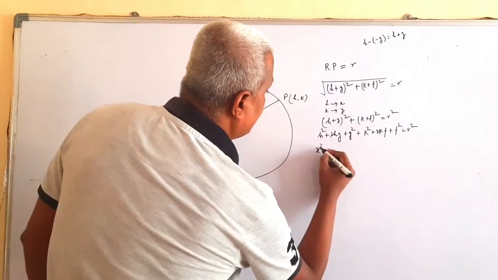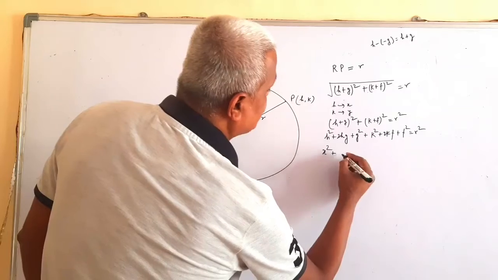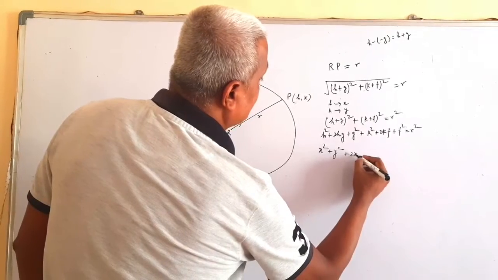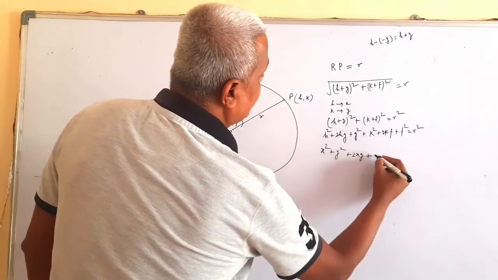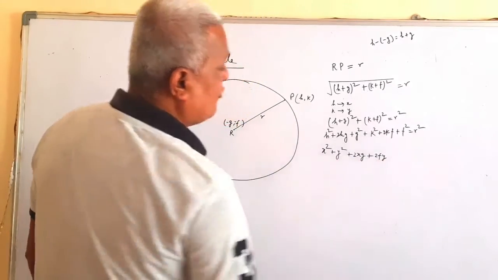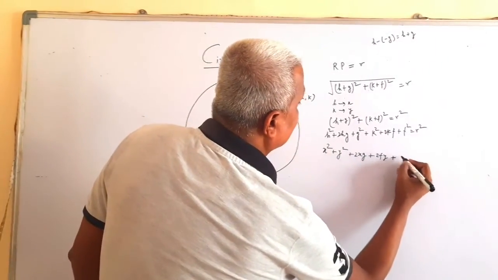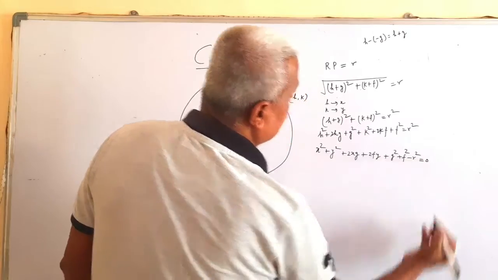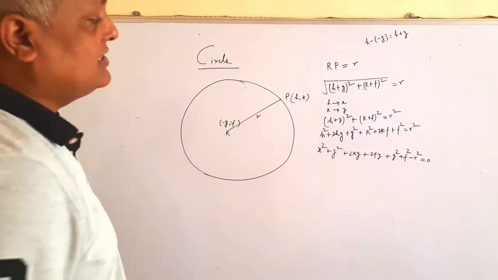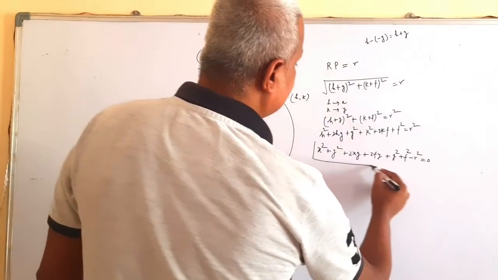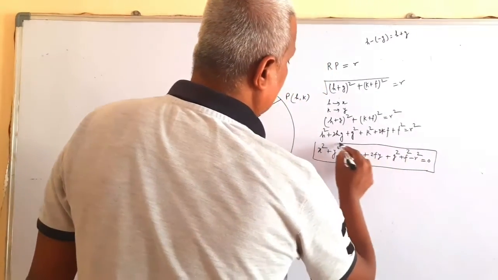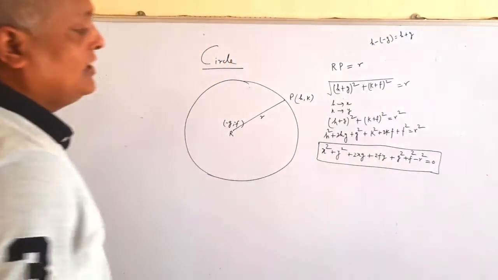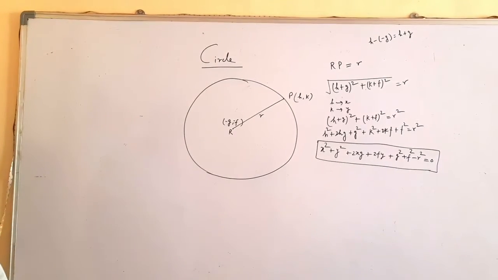So this becomes x square plus, I want to write the k square first, so y square, plus this part 2hg will become 2xg, and this 2kf will become 2fy, and then we have the terms g square plus f square minus r square is 0, and this is the equation of the circle.